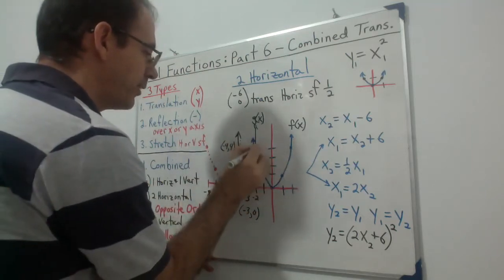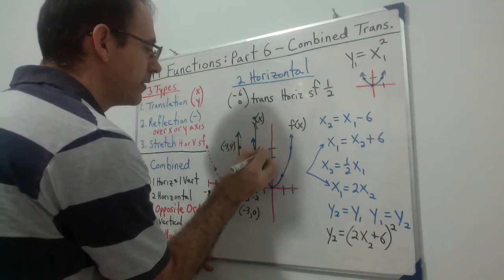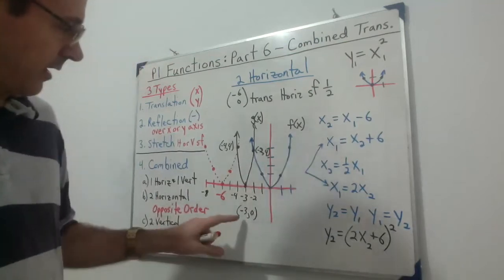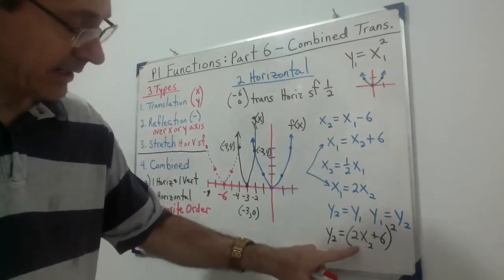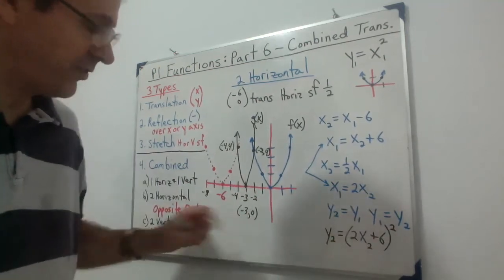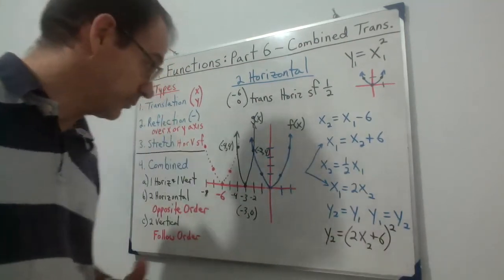And here we have the point (-2, 4). So let's see if that works. If we plug in a -3, we get -6. -6 plus 6 is 0. 0 squared is still 0. We're okay on the first one.